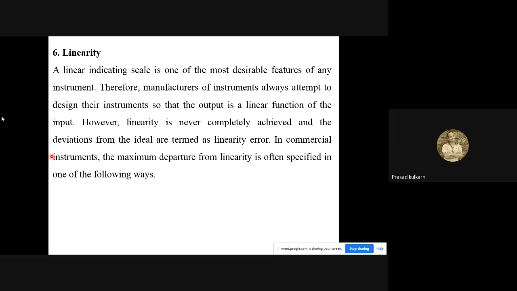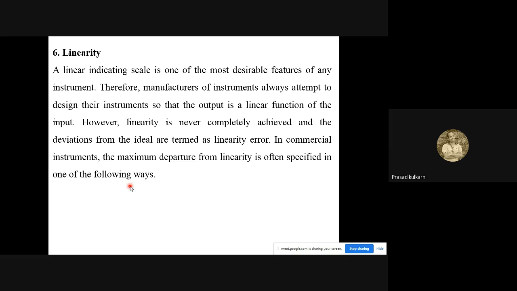The next characteristic is called linearity. A linear indicating scale is one of the most desirable features of any instrument. Therefore, the manufacturers of instruments always attempt to design their instruments so that output is a linear function of input. However, linearity is never completely achieved, and the deviation from the ideal is termed linearity error.